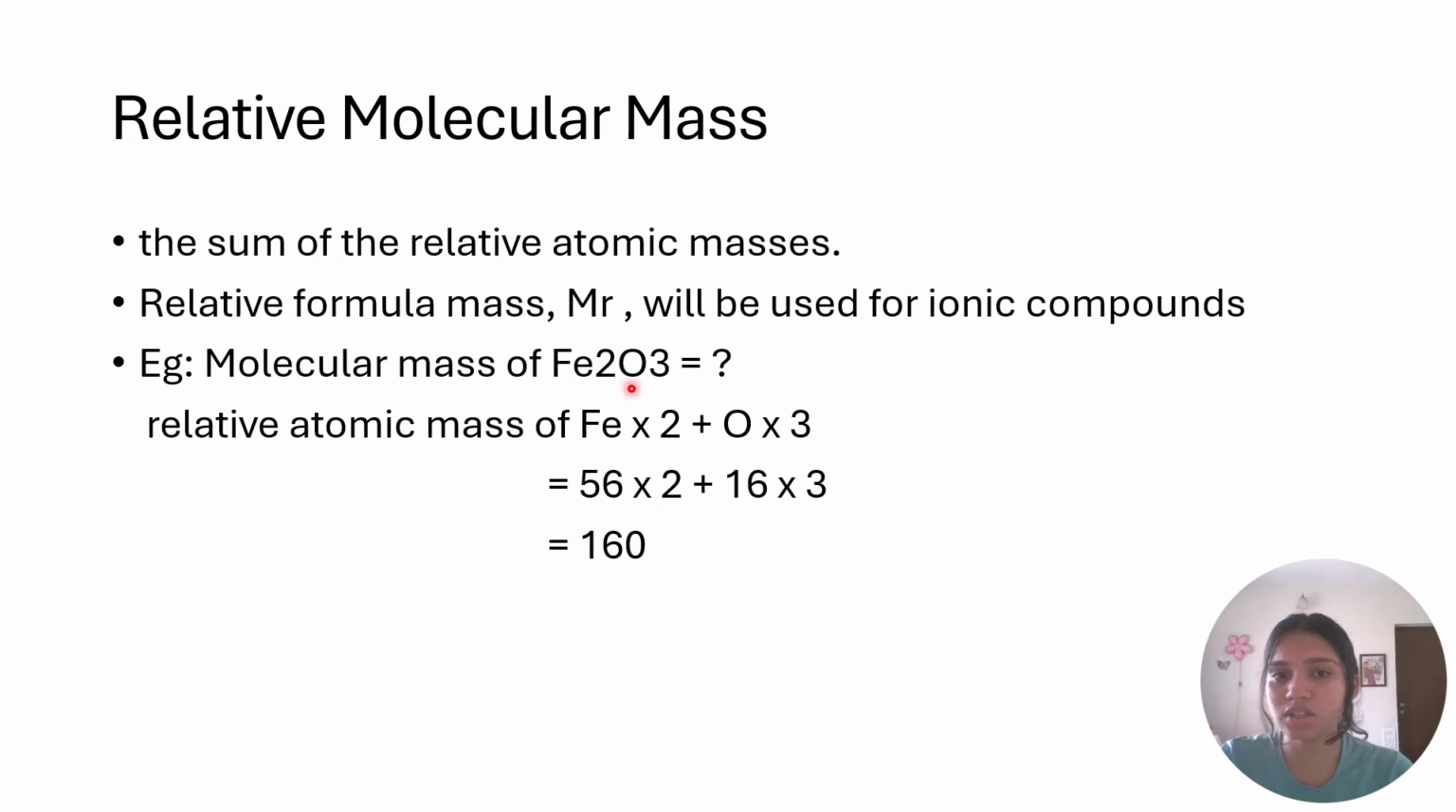And then oxygen is present thrice and the relative atomic mass is 16. So you multiply 16 by 3, you add up the 2 and you get 160. So the relative molecular mass of iron oxide therefore is 160.